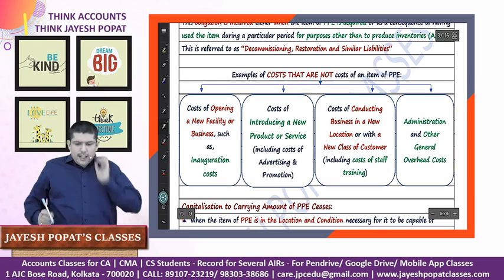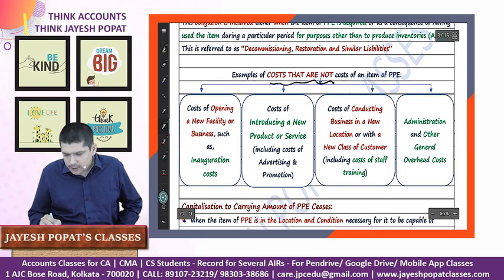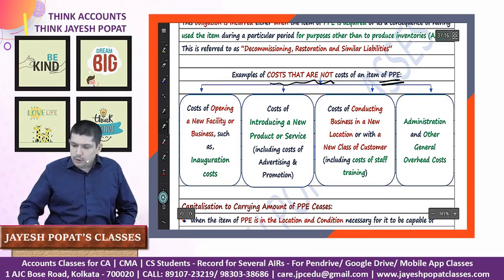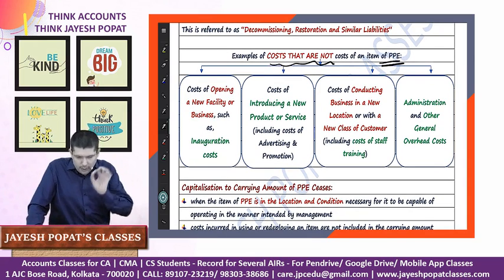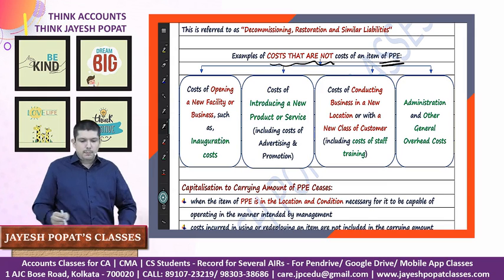Then we'll talk about example of costs that are not the cost of item of PP. So you need to remember these items, that if this item comes into picture, you cannot consider them as cost of the item of PP.